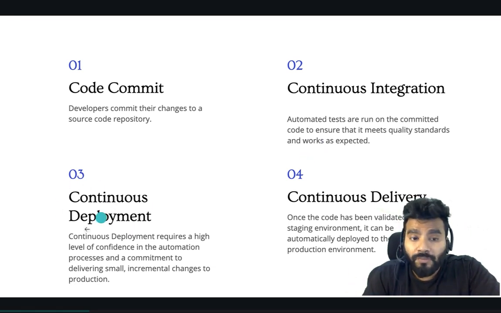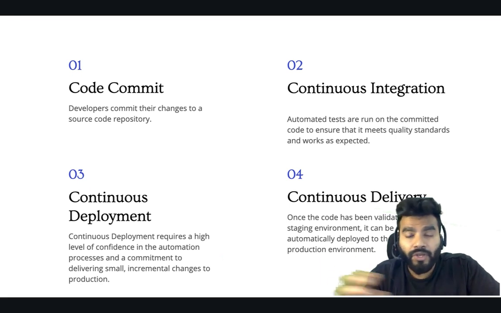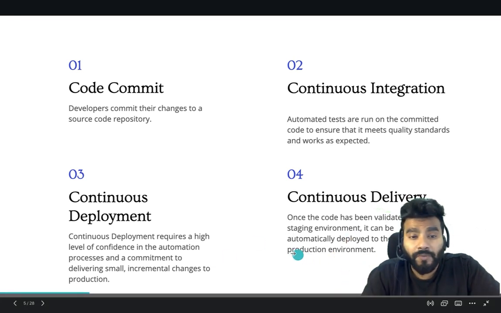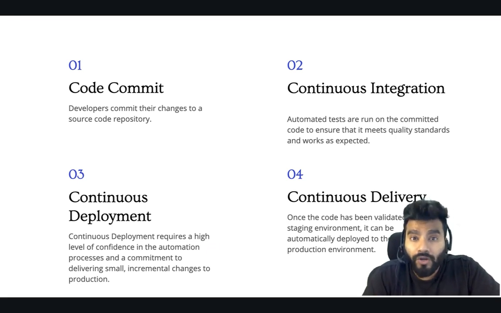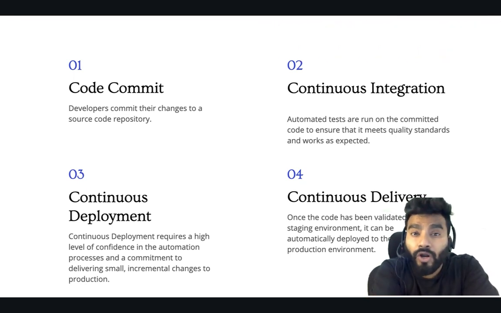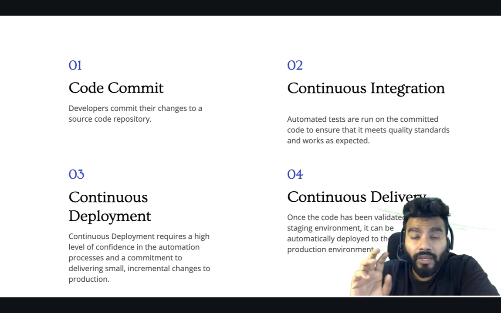Then you've got continuous deployment. Now continuous deployment and delivery have a difference. One of them is more of an automated way, where you don't need any manual button to click, which is continuous deployment, and it requires a high level of confidence in the automation process, because you're saying that I am confident about deploying my code onto production without any manual introspection.